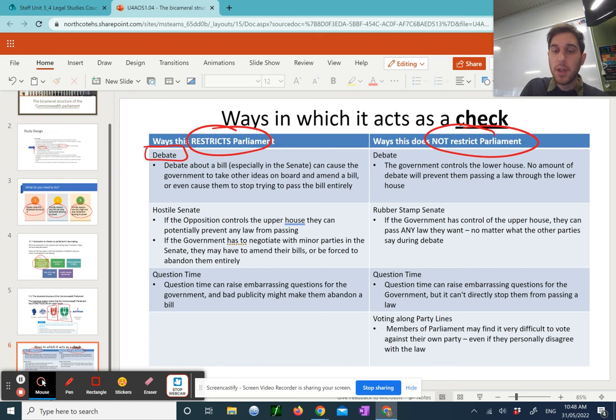We know that in the lower house, the House of Representatives, the government controls that house. They've got the numbers to pass any vote that they want. And so no amount of debate in the lower house is actually going to stop Parliament at all.